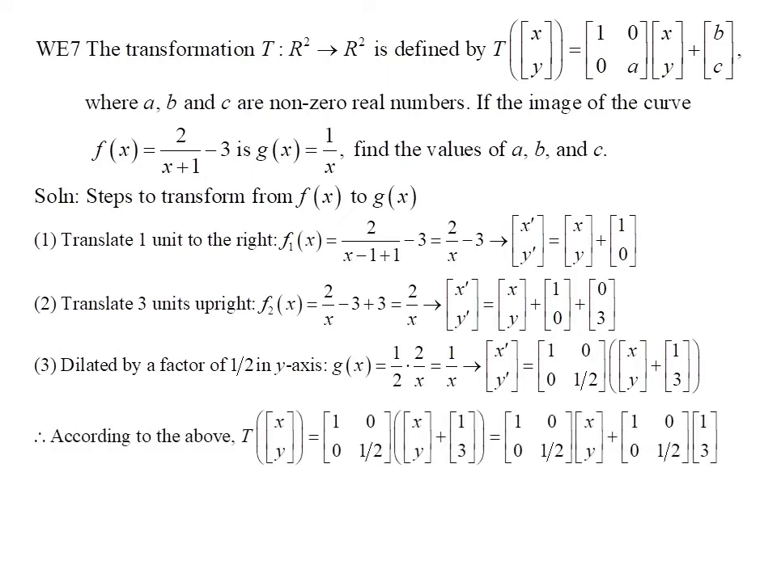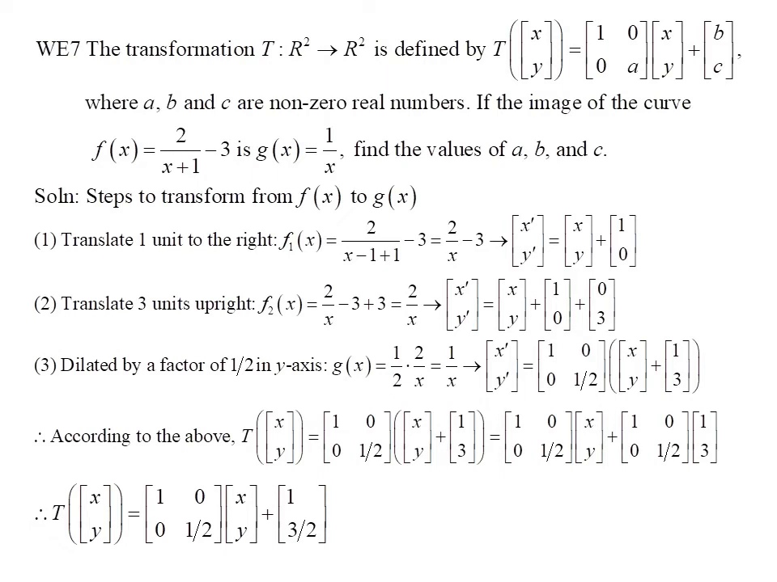Based on the above, we have the matrix equation established to complete such a transformation. After simplifying the matrix equation and then making a comparison to the matrix equation shown in the question, we find the values of a, b, and c are 1/2, 1, and 3/2, respectively.